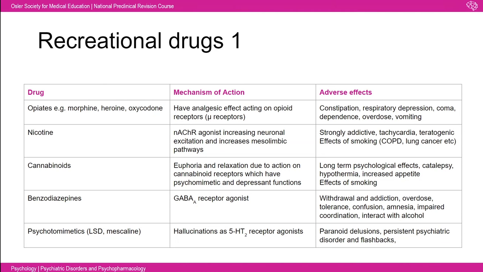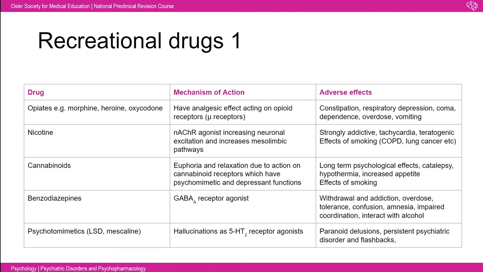So we'll start with opiates, such as morphine, heroin, and oxycodone. Obviously, some of these are drugs that we do use in clinical practice regularly, and they are very addictive. They have analgesic effects, hence why we use them. And they act on the opioid receptors, otherwise known as mu receptors. The adverse effects are things like constipation, which we get in most of the opiates we use in clinical practice, like codeine. And then they also cause that overdose effect by respiratory depression and coma. They're also incredibly addictive, so they cause dependence. And as we discussed, they cause overdose by respiratory depression, and they can cause vomiting.